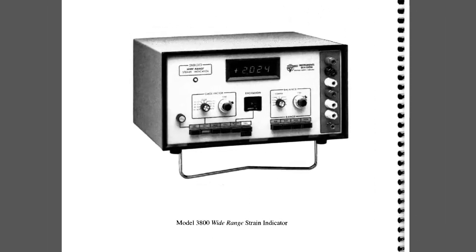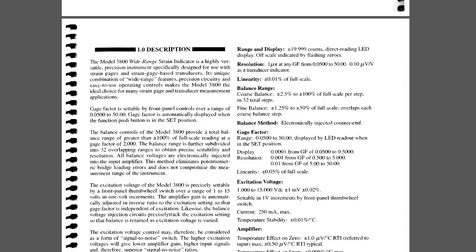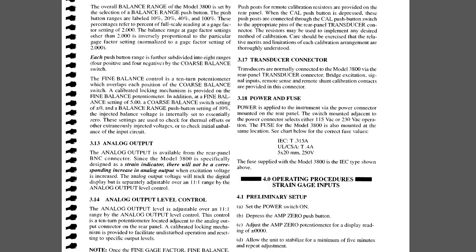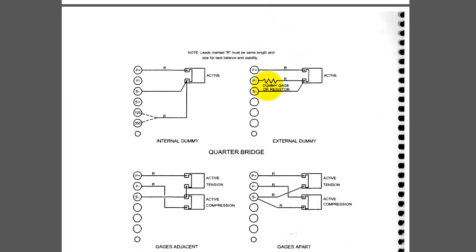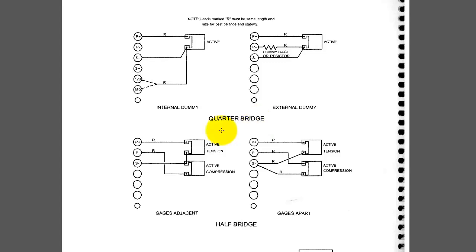Moving back to the strain indicator operator's manual, we can see how you can use this to implement the multiple bridge configurations. I will scroll down here back to the operating procedures, and here we are. Section 4.3 is where you select the desired configuration you want. We can have a full bridge using 4 strain gauges, a half bridge using 2 strain gauges, or a quarter bridge using 1 strain gauge. And the next page then shows us how those are to be connected to the strain indicator. We've been using this guy, the quarter bridge with an internal dummy.